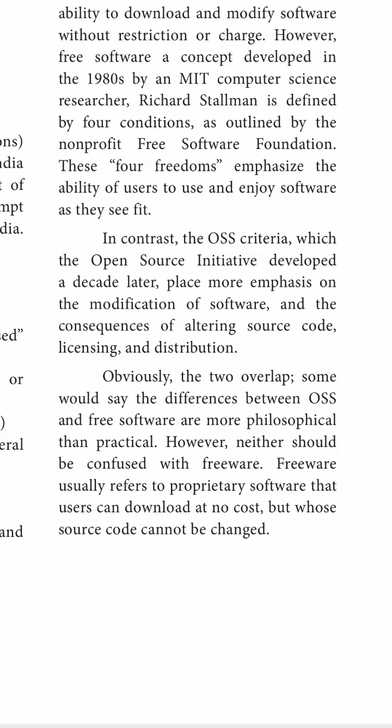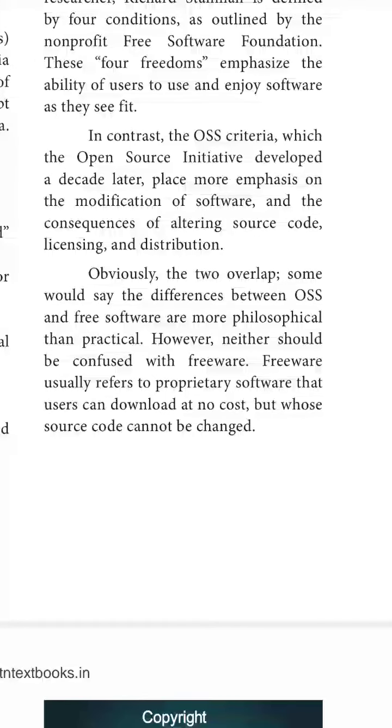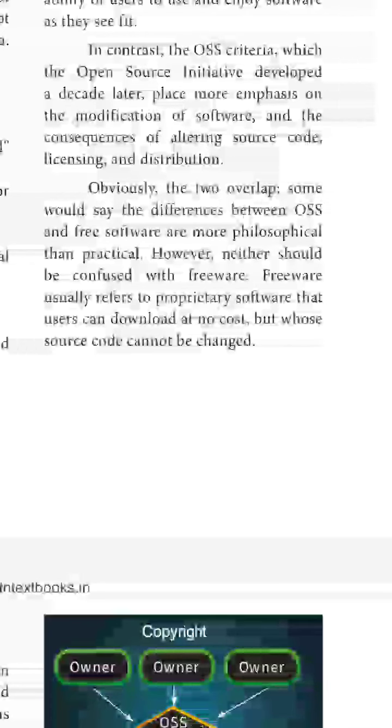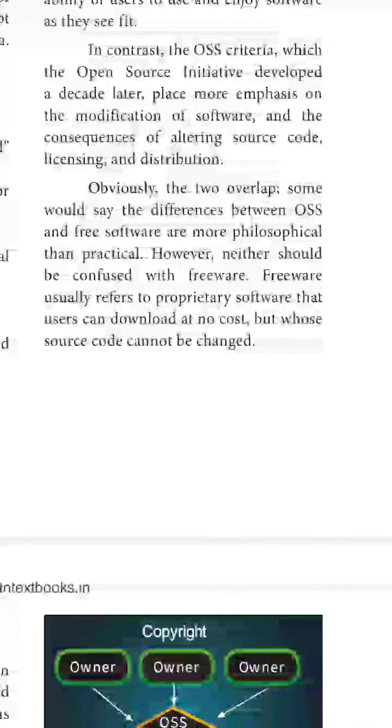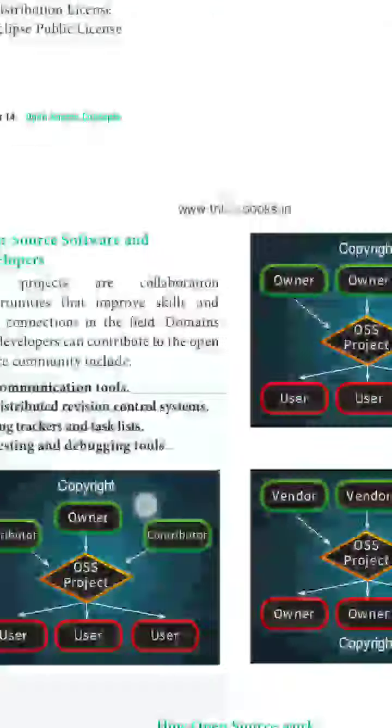Obviously, the two overlap. Some would say the difference between OSS and free software is more philosophical than practical. However, neither should be confused with freeware. Freeware usually refers to proprietary software that a user can download at no cost, but the source code cannot be changed. So this is freeware.